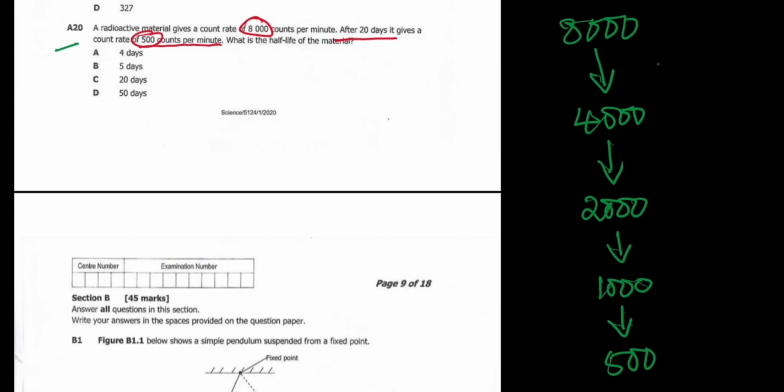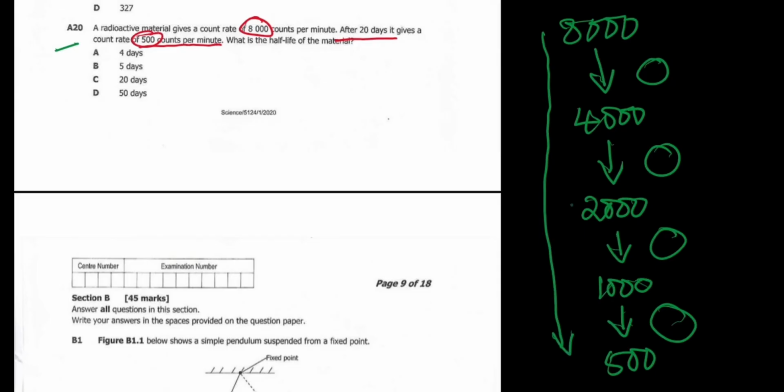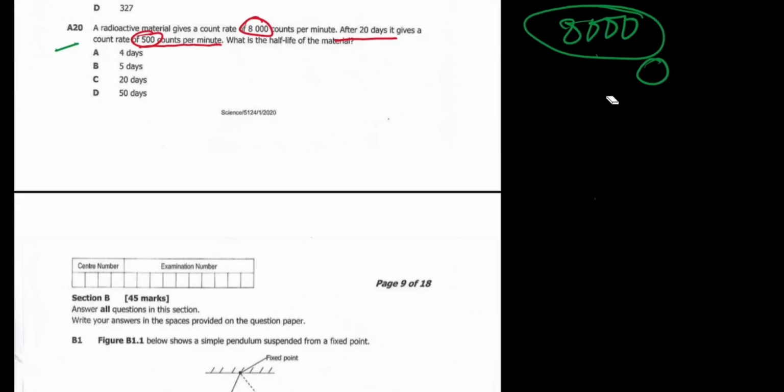So this is the first half-life, this is the second half-life, this is the third half-life, and this is the fourth half-life. So for it to move from 8,000 all the way to 500 counts, notice that you have 4 half-lives that have passed to decrease the mass of this particular substance from 8,000 to 500. So that's the first point that we need to understand. You have 4 half-lives.